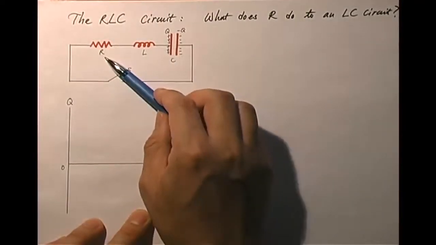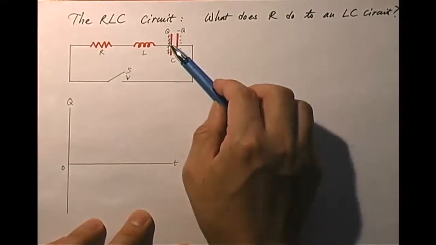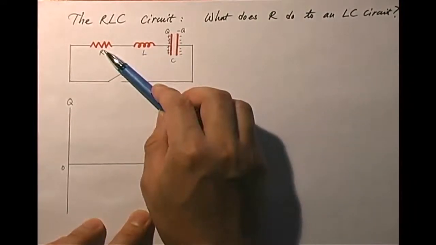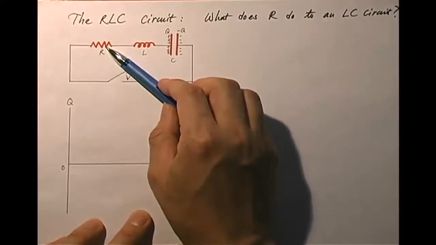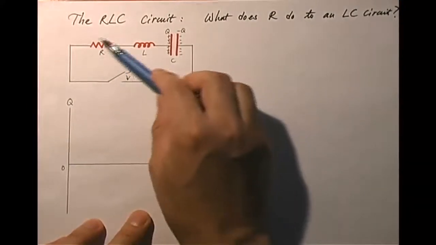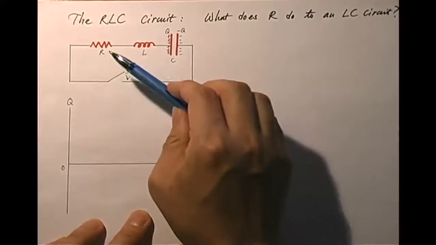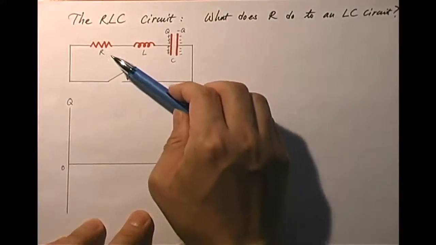And what that resistor does is, of course, it will turn part of the electrical energy into what? Into heat. Okay, as a result, energy will be gradually dissipated in the form of heat. So you no longer have conservation of electromagnetic energy because the circuit will turn electromagnetic energy gradually over into heat.